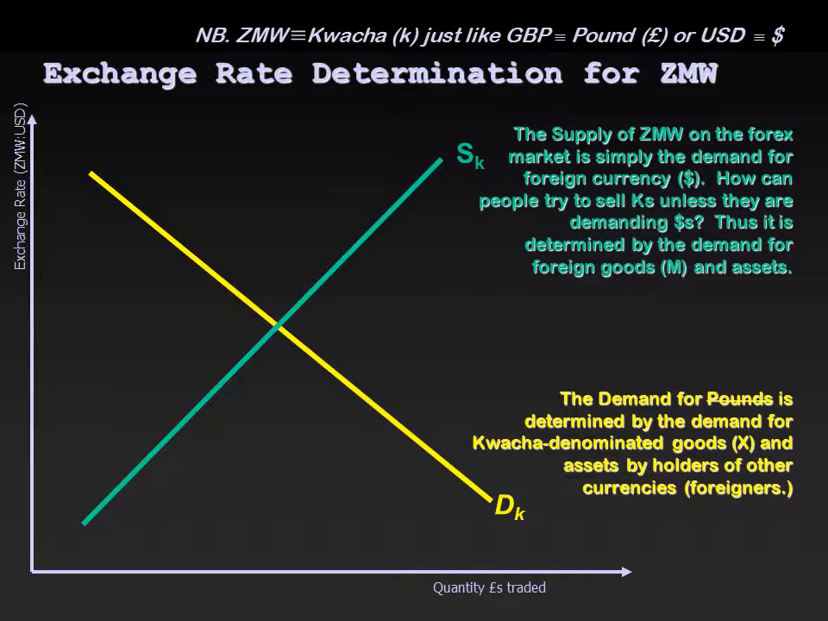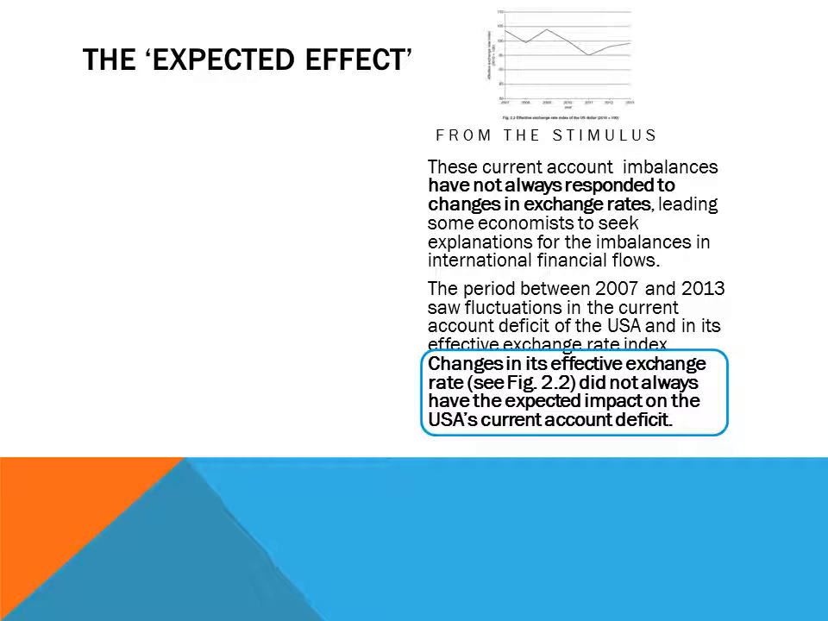assets. The demand for kwacha is determined by the demand for kwacha-denominated goods and assets by holders of other currencies, foreigners. So this is determined by the demand in money terms for our products. And if we're Zambians, we're making copper. 77% of our exports are copper. So when the copper price value in the market deteriorates, that leads to deteriorating terms of trade for us, less demand for our kwacha, and our currency will go down. As China weakens, the Chinese economy grows more slowly, they demand less copper for their building.